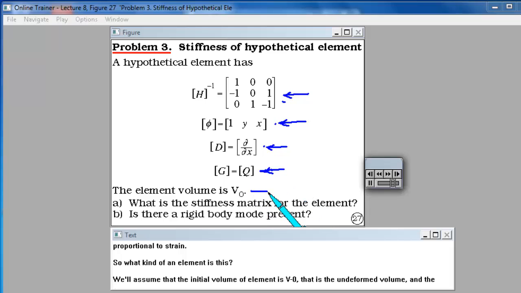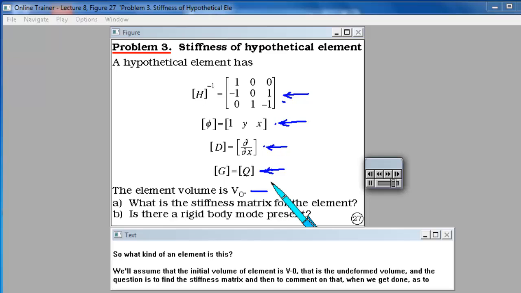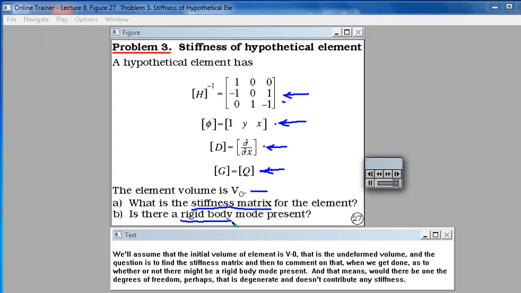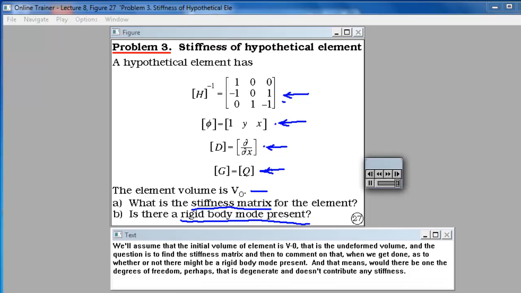We'll assume that the initial volume of the element is V0, that is the undeformed volume, and the question is to find the stiffness matrix, and then to comment on that when we get done as to whether or not there might be a rigid body mode present. And that means, would there be one of the degrees of freedom perhaps that is degenerate and doesn't contribute any stiffness?